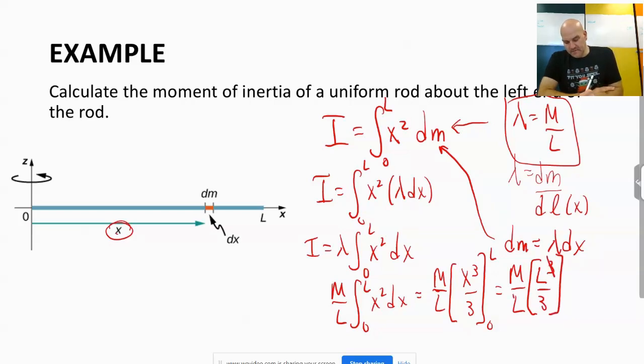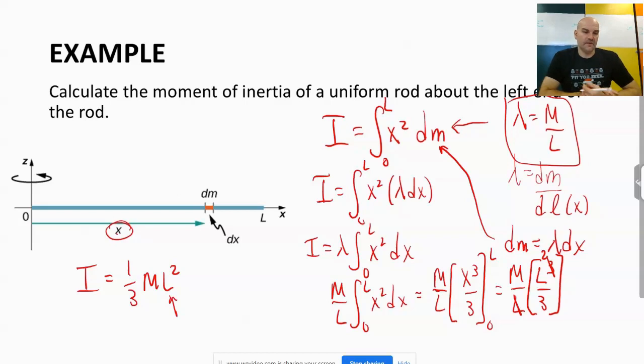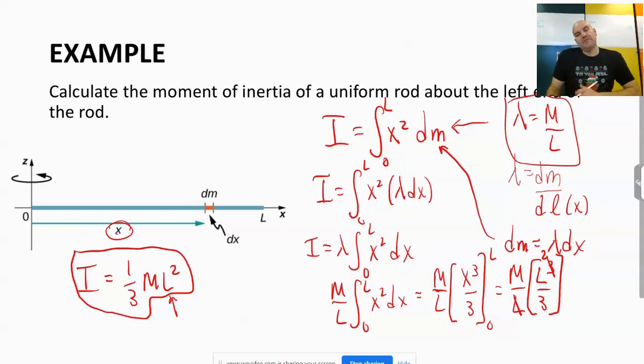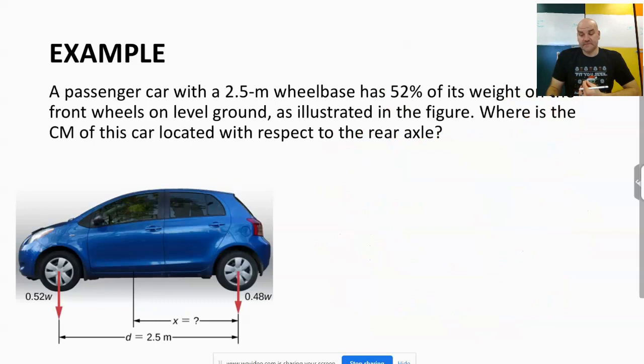And now the L in the denominator cancels one of the L's in the numerator, and so the moment of inertia for a thin rod or uniform rod about one endpoint is 1/3 ML squared. Okay, and you can call it x, you can call that whatever, but that is our moment of inertia about one end. Okay, now let's look at a second problem involving statics.